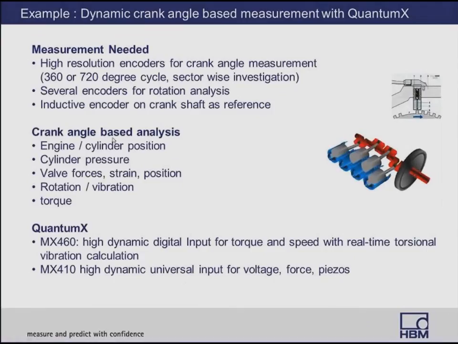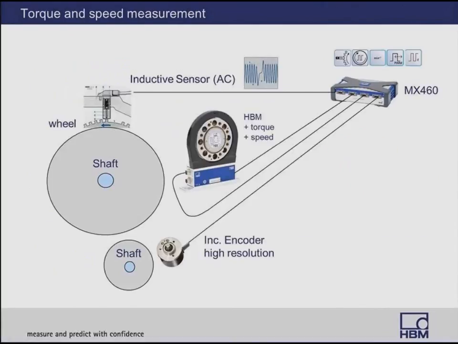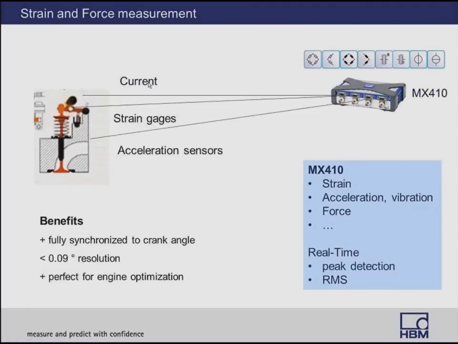This is because the sensors that are used are used to capture signals with lots of different frequency content in them. Here is an example of the 460 talking to the torque sensor, a high-resolution encoder, as well as an inductive sensor, which is AC-based. And here's an example of the 410 module that is talking to the various low-bandwidth sensors, such as strain, vibration, acceleration, force, etc., but with a high resolution on the encoder.